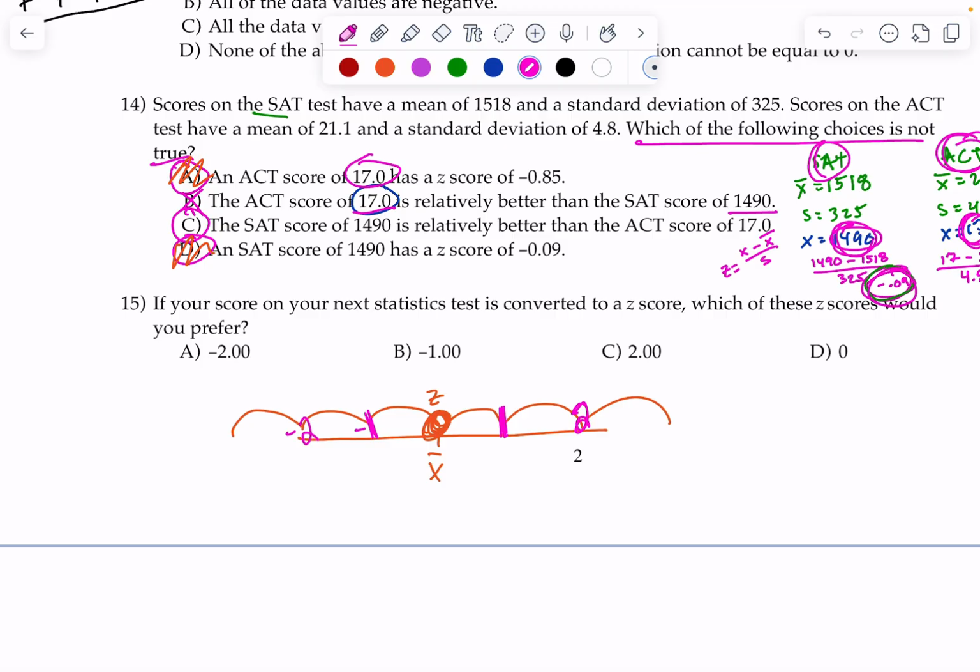Which one would you rather have? I would rather have this one right here, the one that's all the way over, 2 above. This is 2 below average. I don't want to be 2 below average. I don't want to be 1 below average. I don't want to be the average exactly. I don't want to be on 0. I want to be 2 units above average. That's what I want to be.